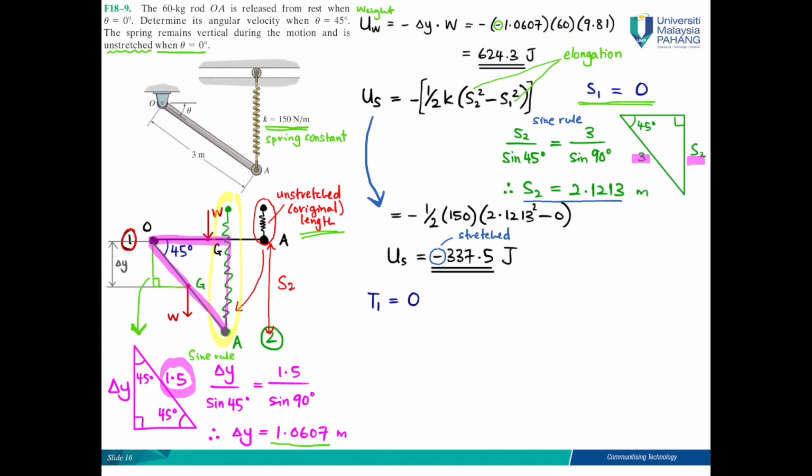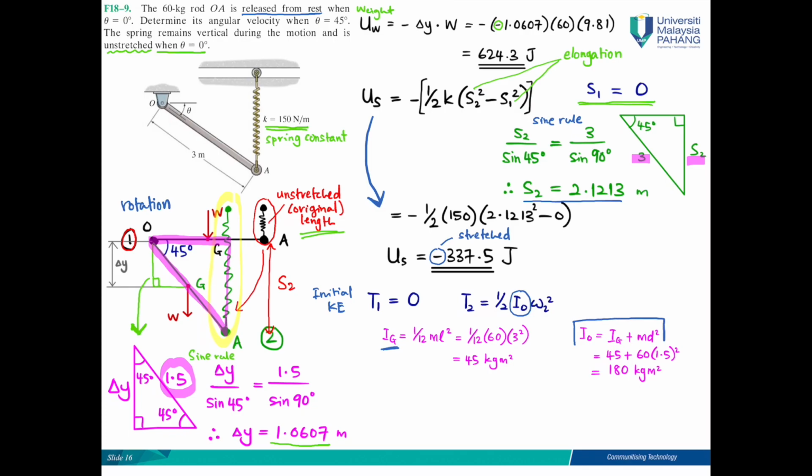Now again it says released from rest up here. So we know that the initial kinetic energy, initial KE, is equal to 0 because it starts from rest. The final kinetic energy is a pure rotation, rotation about O. So you can use 1 over 2 I_O omega squared, and we need to find what is I_O. You can use the parallel axis theorem. Before that, you need to know what is I_G first. This is a slender rod, 1 over 12 m L squared. So you have I_G is 45 kg m squared. Then you can use the parallel axis theorem.